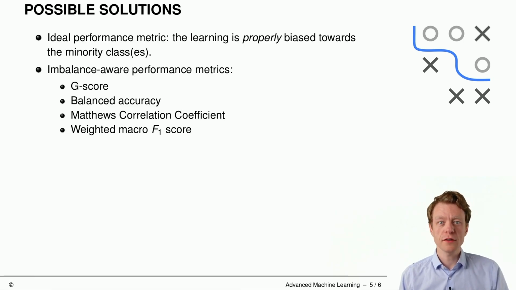And now, of course, the question is, what do we do about imbalance? An ideal performance metric would be that the learning is properly biased towards the minority class, so we could force the learner to be better on the smaller class. Some imbalance-aware performance metrics are the G-score, the balanced accuracy, Matthews correlation coefficient, and weighted macro F1 score. For today I will just name drop them. You will see details later, of course.